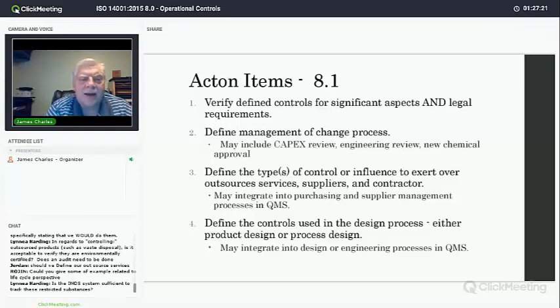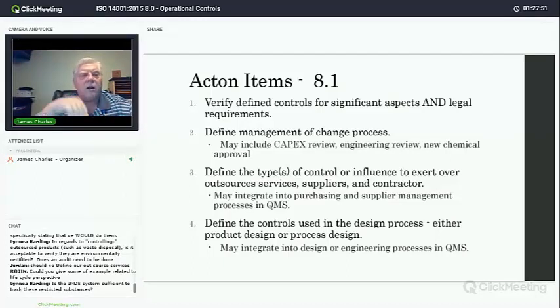So in a nutshell, some of the biggest action items for you guys that are upgrading to the new standard: verify controls for significant aspects and legal requirements. So it's no longer just operational controls for significant aspects. It includes compliance obligations, risks and opportunities, and objectives. So ask yourself the question, how are those controlled?